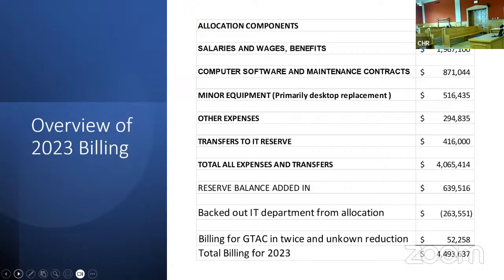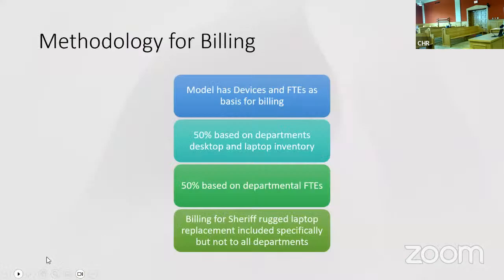Yes. Okay. And will we get more detail on this a little later? Yes. Yes. I have 2024 numbers coming right up. Good. Okay. Thank you.